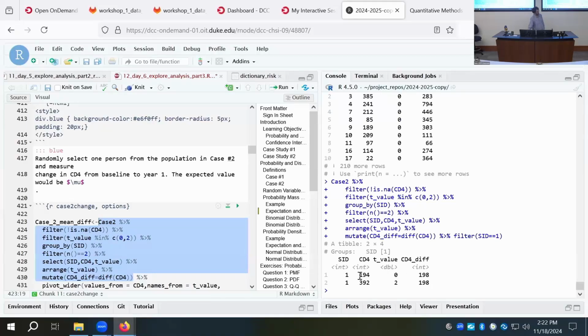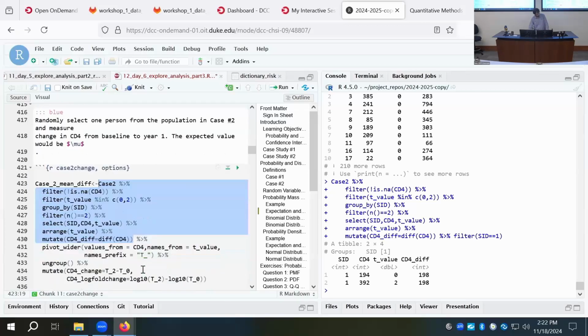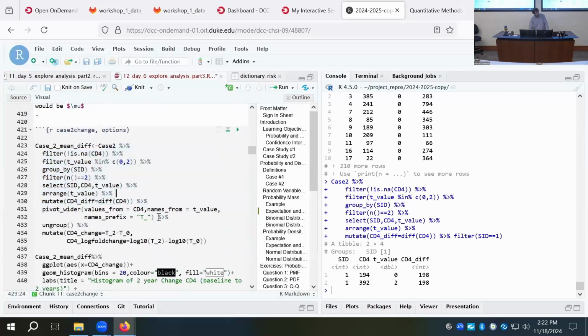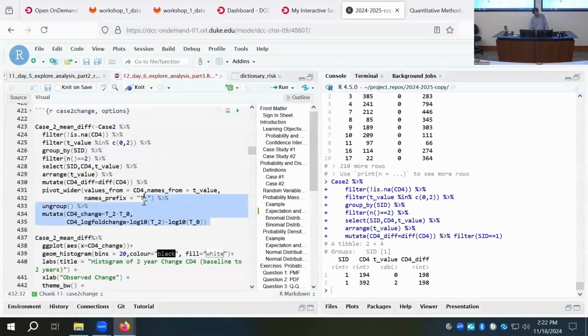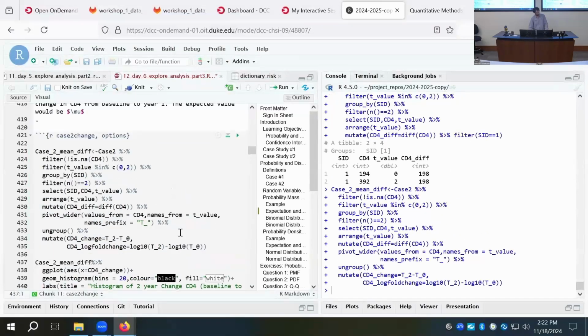So at baseline, they had a CD4 count of 194. Later on, they had a count of 392, which gives a difference of 198. Right? And these were just making sure that they agreed with each other. So this is another way you could do it, where you pivot wider the CD4 values in the names.